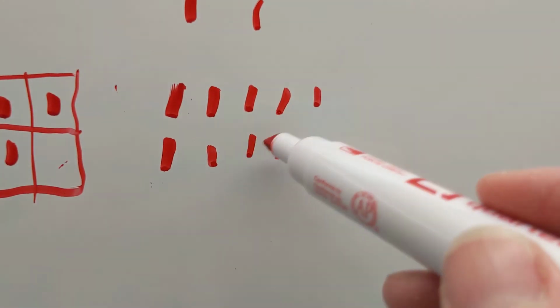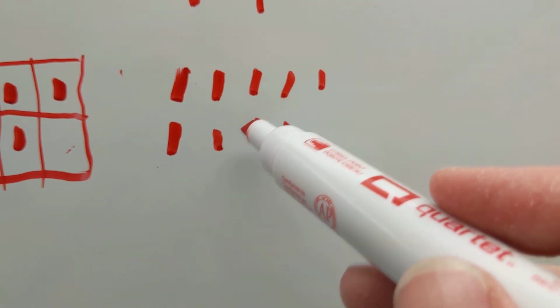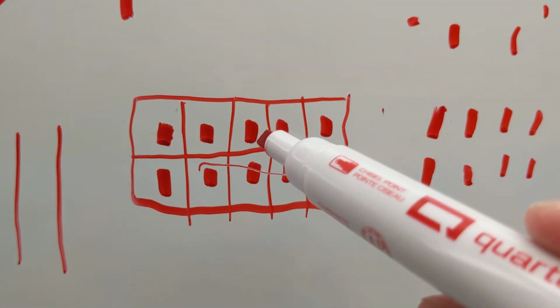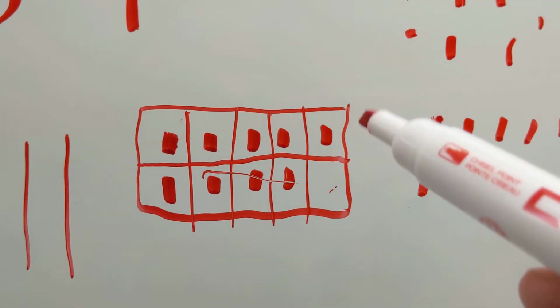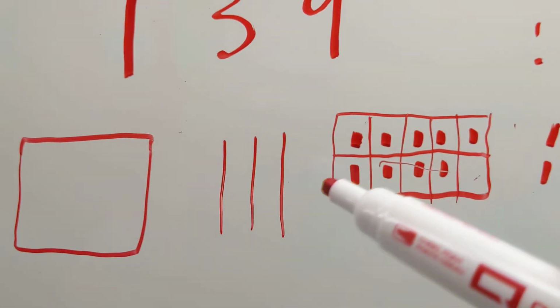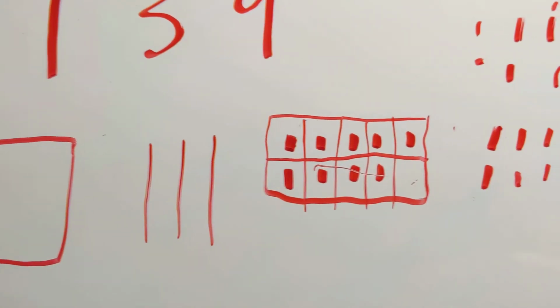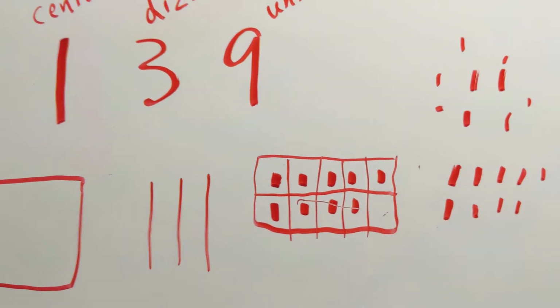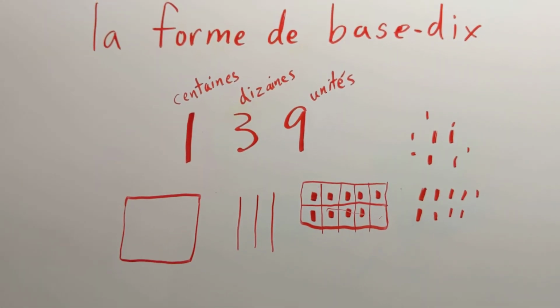So even when it's written like this, I would prefer it be written like this, because for base 10, we don't tend to use the 10 frame. It's just these guys. But just to kind of put that in there as another thing. All right, forme de base 10.